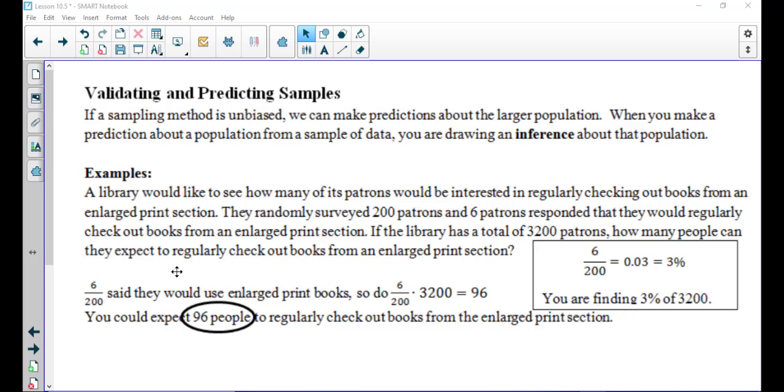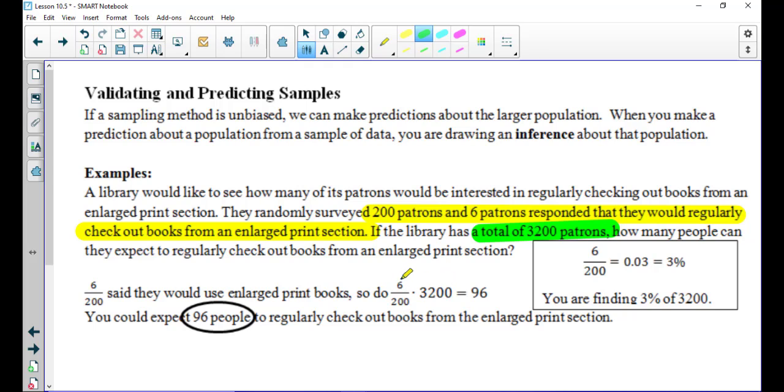So we know that 6 out of 200, I'm going to highlight that here, 6 out of 200 patrons said that they would regularly check out books from an enlarged print section. So 6 out of 200 said they would use the enlarged print books. We can take 6 out of 200 times the total population size, which is 3,200. So we take the fraction from our sample, multiply it by our population.